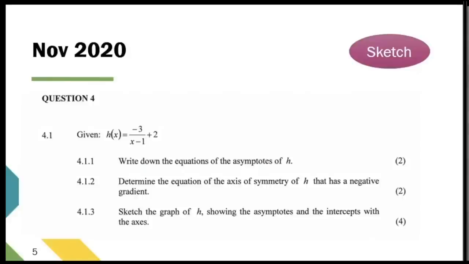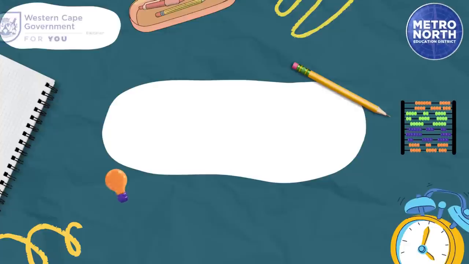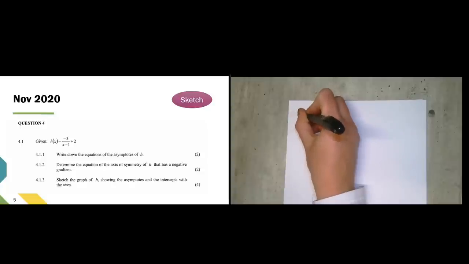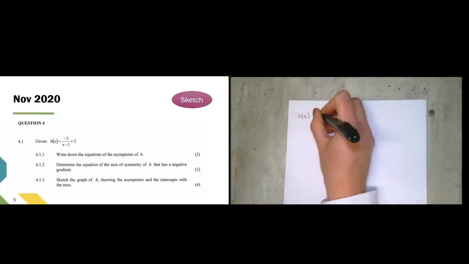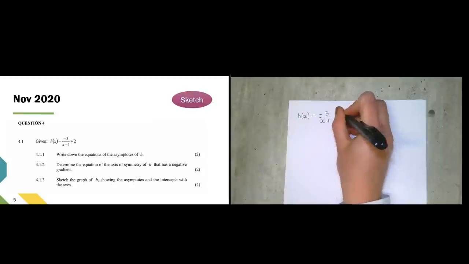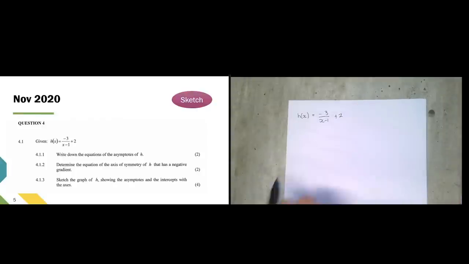So let's go and look at some past papers. November 2020, question 4.1. They've given us h of x, and they've said it's equal to negative 3 over x minus 1 plus 2. From the equation, you should recognize immediately that this will be a hyperbola.